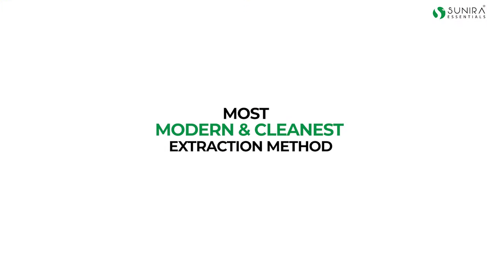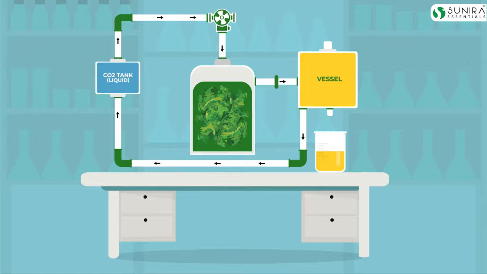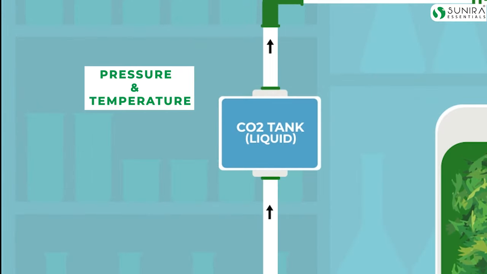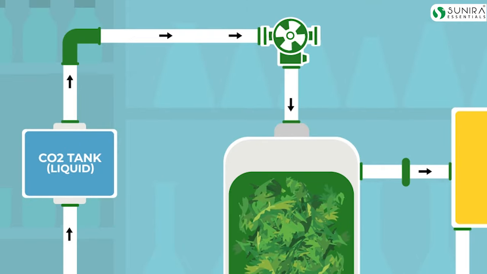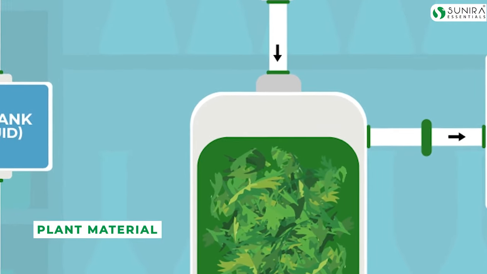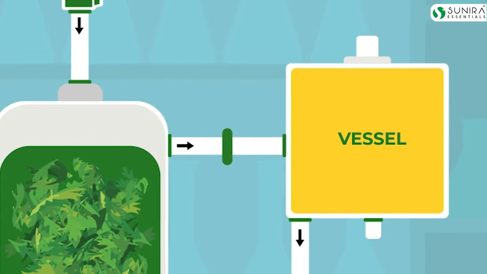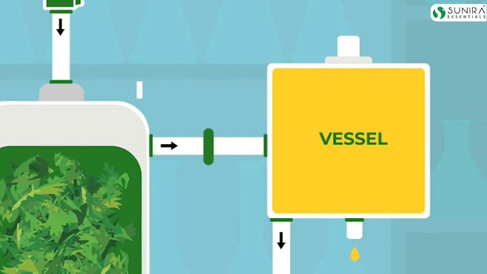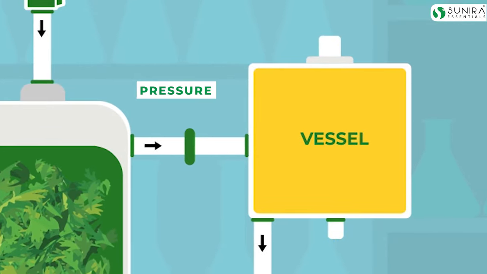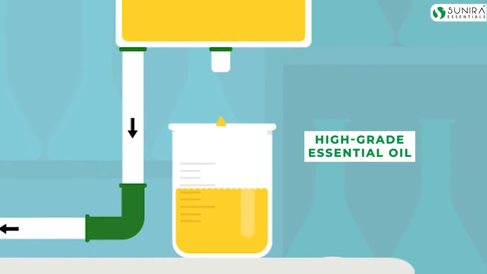The fourth process is the most modern and the cleanest process to extract essential oils. This process is called supercritical fluid extraction, or commonly known as CO2 extraction. In this process, carbon dioxide is compressed at a specific pressure and temperature and converted into a liquid state. This state is also called a supercritical state of carbon dioxide. This supercritical CO2 is then passed through the plant material. It extracts all the aromatic material from the plant and is collected in a different vessel. After this, pressure is slowly reduced to convert the CO2 into gas again. After the process is complete, we get a thick substance, which is a high-grade essential oil extracted from the plant.